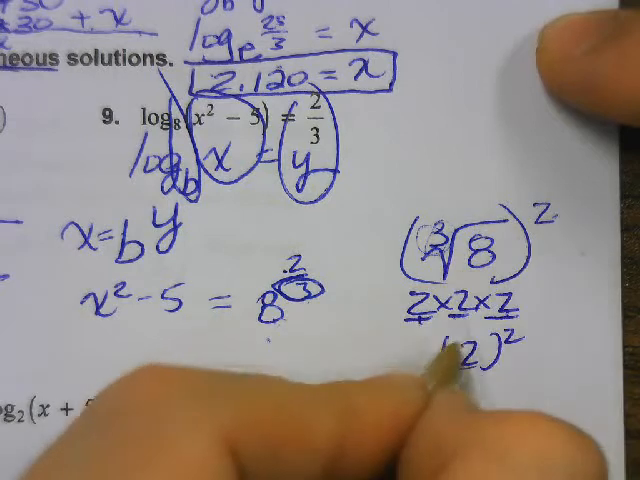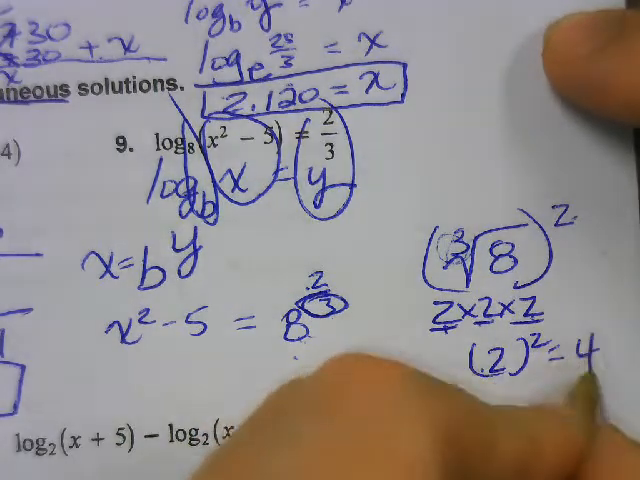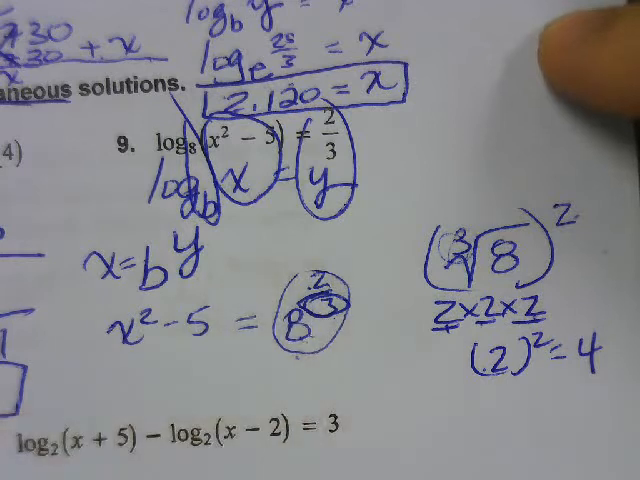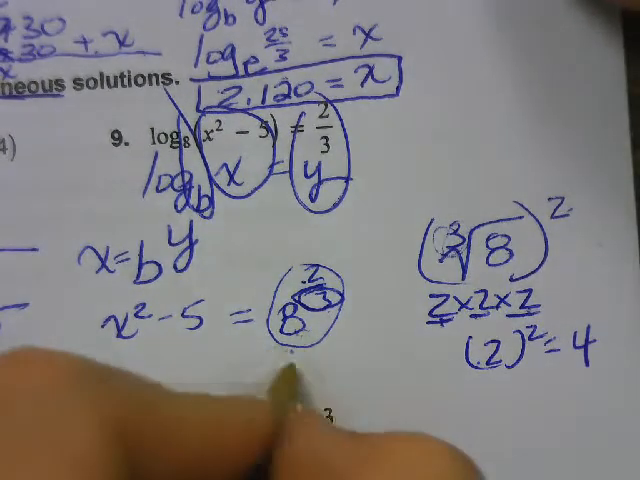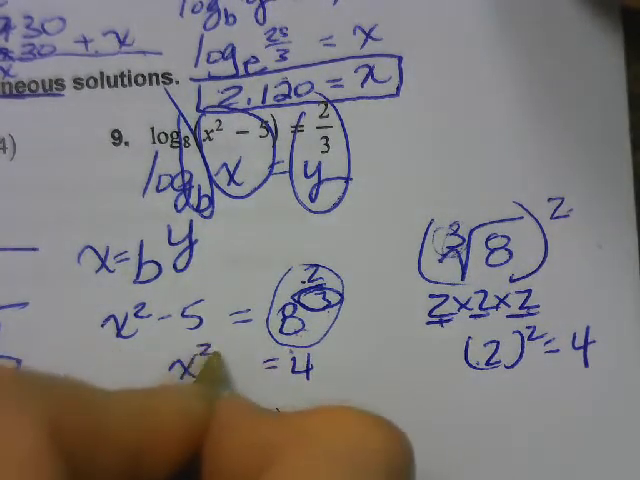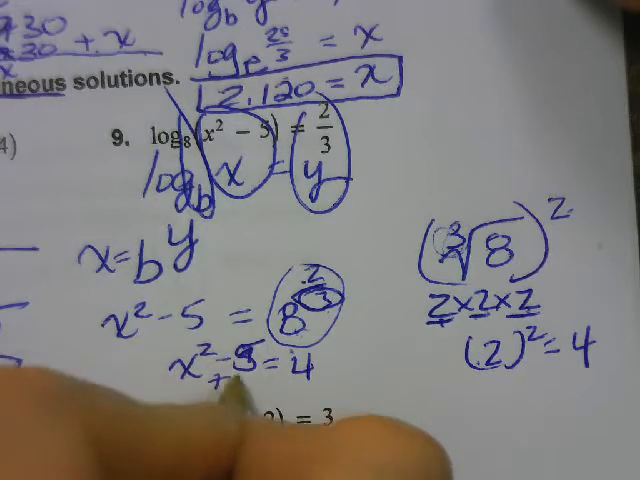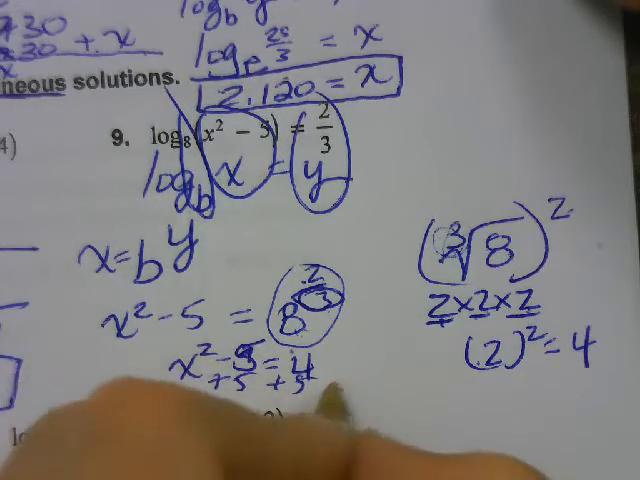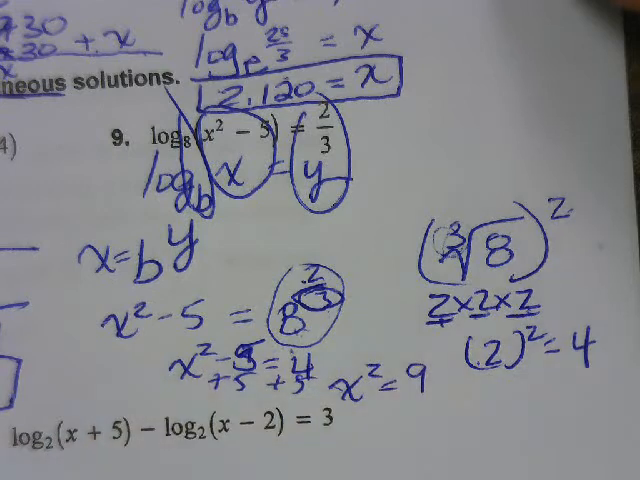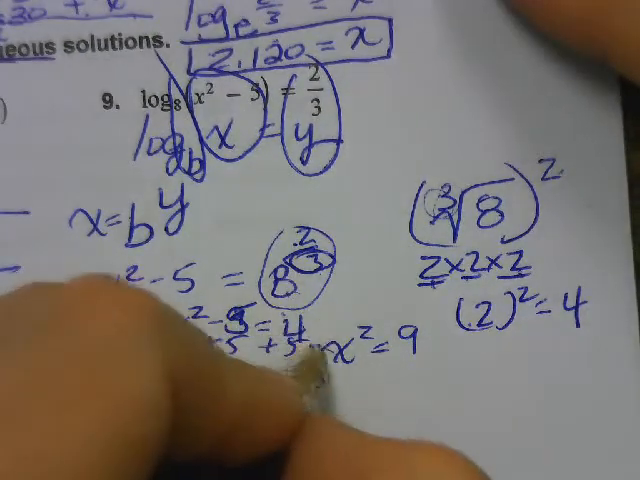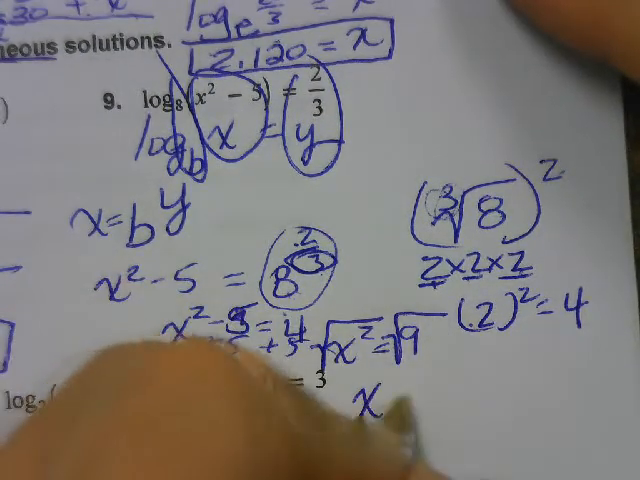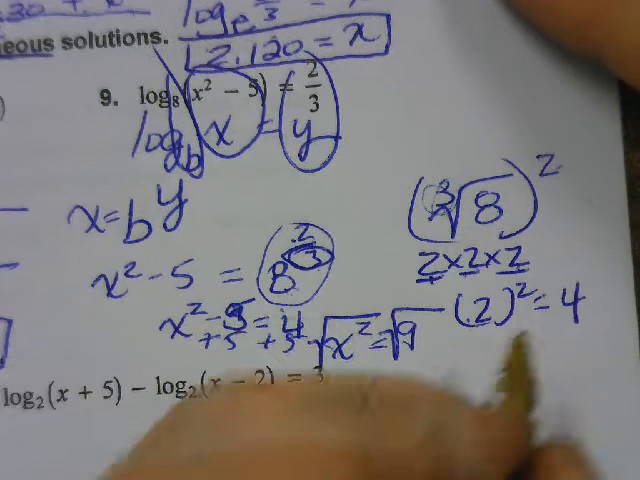So all of this over here is just 4 equals x squared minus 5. We add 5 to both sides, and now we see that x squared is 9. When you take the square root of both sides, you get x equals, and the square root of 9 is going to be plus and minus 3 when we take the square root of a variable.